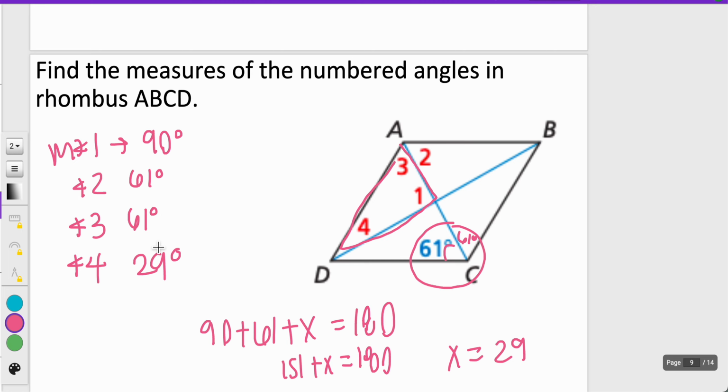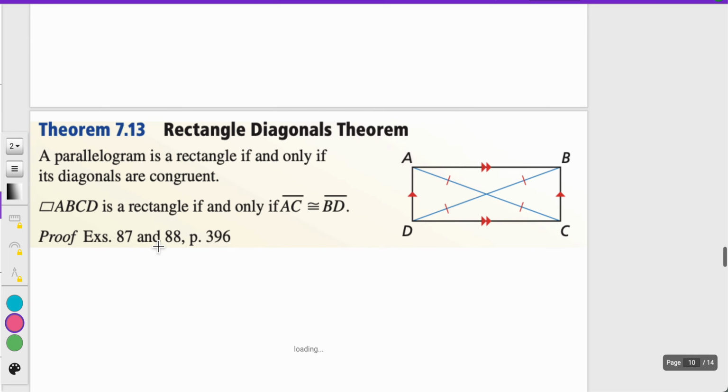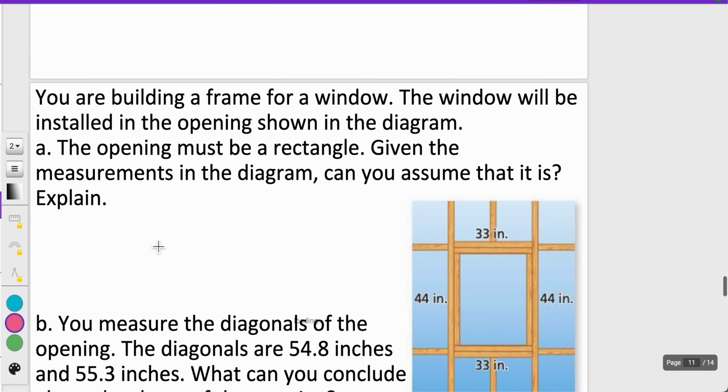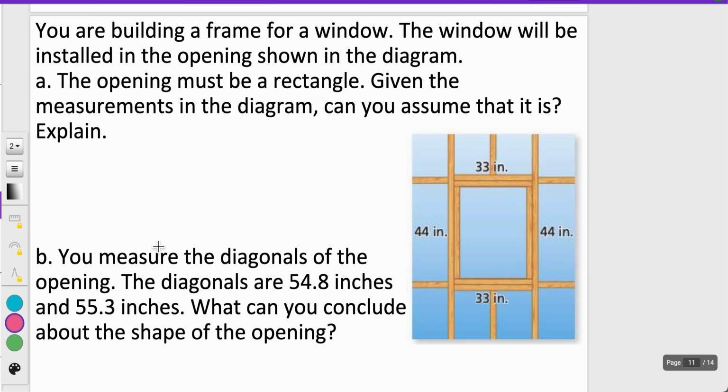As we continue on, we are going to talk about the rectangle diagonals theorem, and that's going to help us understand that a parallelogram is a rectangle if and only if the diagonals are congruent. So let's use this. You're building a frame for a window. The window will be installed in the opening shown in the diagram. The opening has to be a rectangle. Given the measurements in the diagram, can you assume that it is?